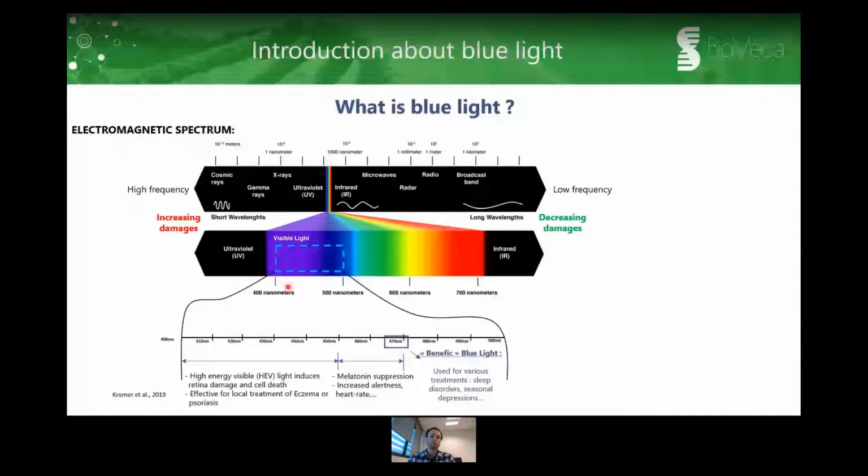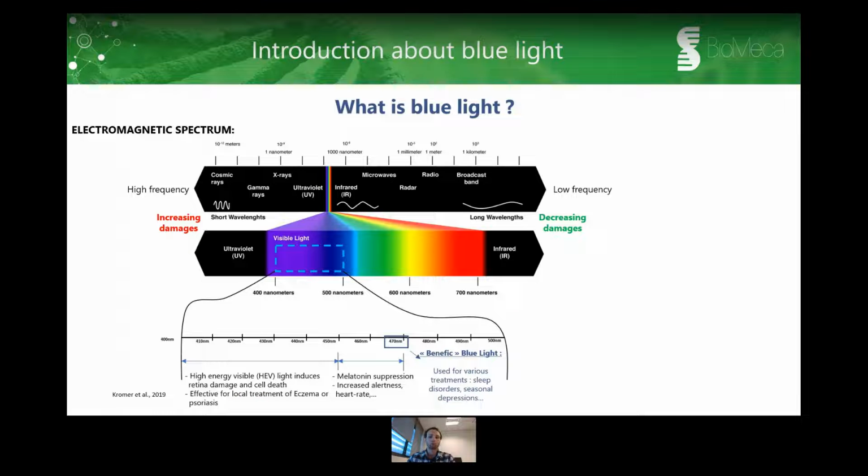Blue light can be divided into 3 parts according to its effect on human. The first part of the blue light is a high energy visible light that has been shown to be involved in making important damages for human and more precisely in retina, for example. However, other studies have shown that this kind of wavelength of the blue light can be used for some treatment in case of eczema or psoriasis.